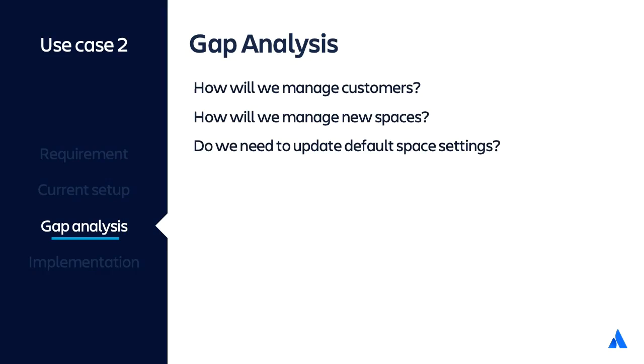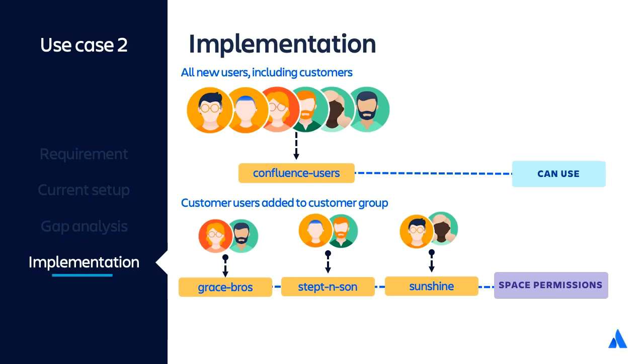We need to plan for how our customer users will be brought in, how will they be managed in groups, and how the new spaces will be managed. Since we already have a way of setting up users in groups, we can replicate that model to an extent, but we need to update the default space settings and all existing spaces. All new users are added to the Confluence users group as per the default, uneditable settings in Confluence. We can continue to grant that catch-all group the can-use permission. We'll create a new group per customer and add relevant customers to each group.